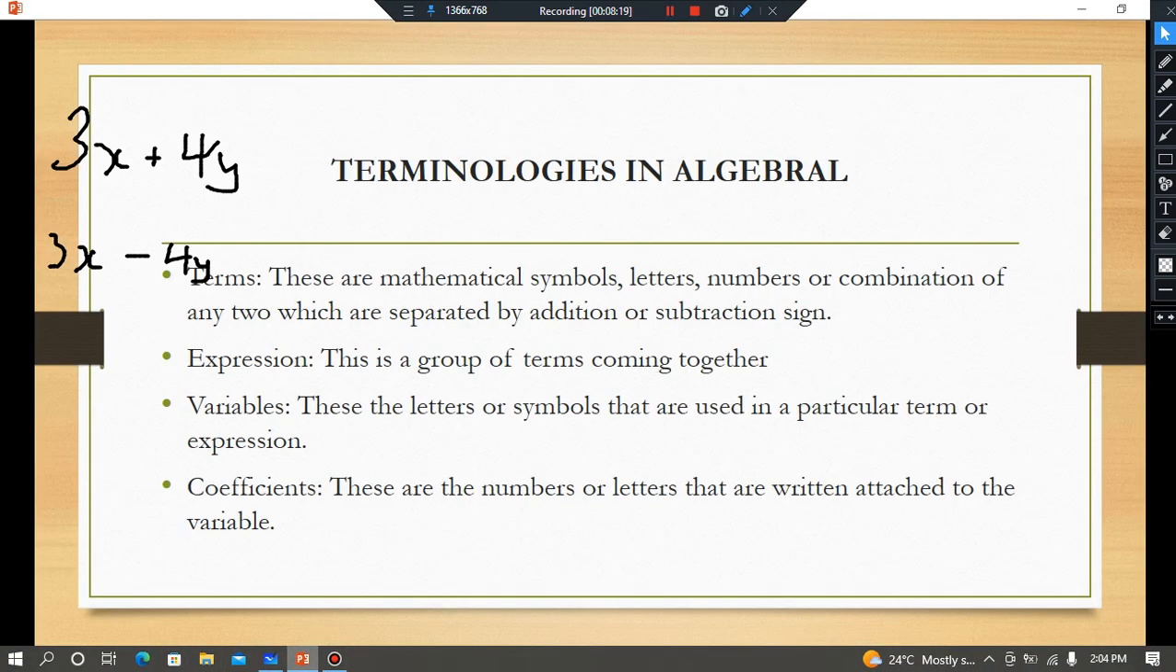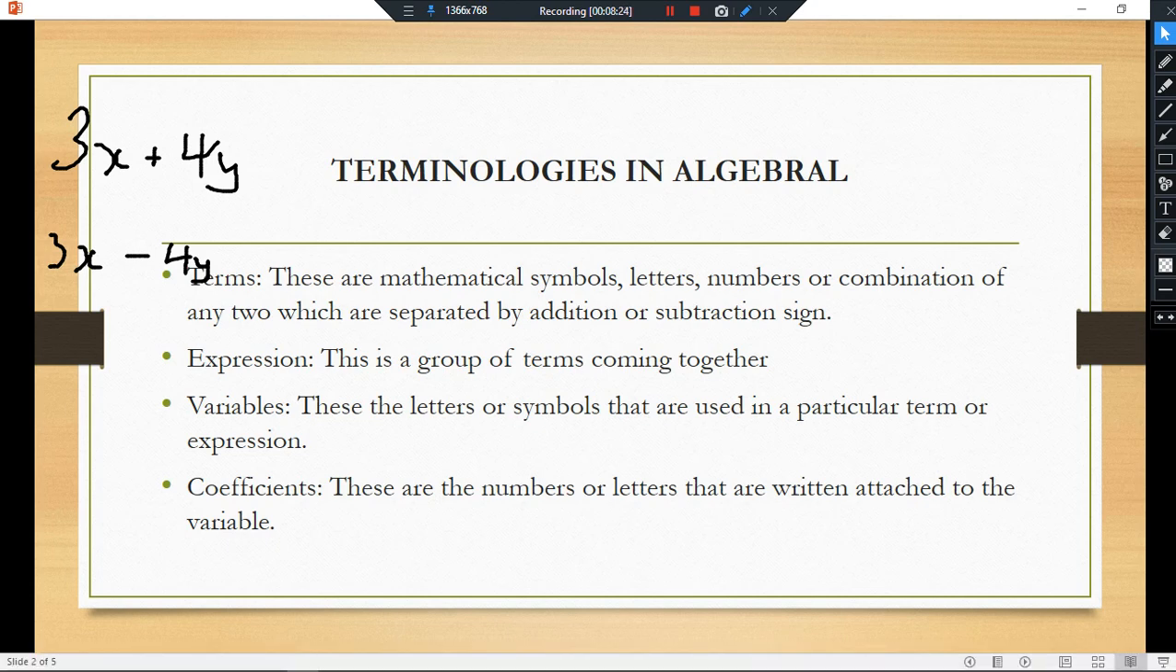The next term we are going to talk about is variables. Now when we talk of variables in mathematics, what does it mean? And then the last term we are going to look at is coefficients. So I'm going to explain the variables and the coefficients at the same time using the same example I have written over there. Now when we talk of variables, we are saying that variables are the letters or the symbols.